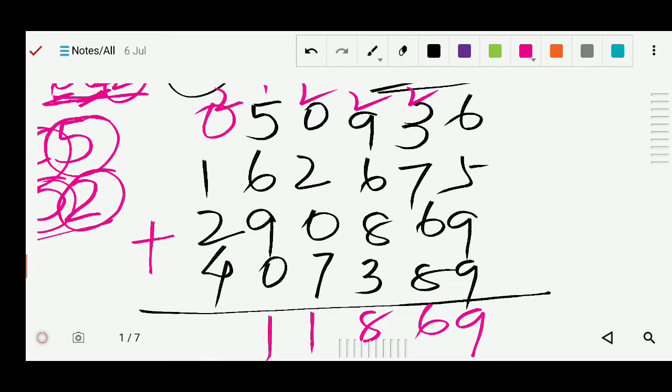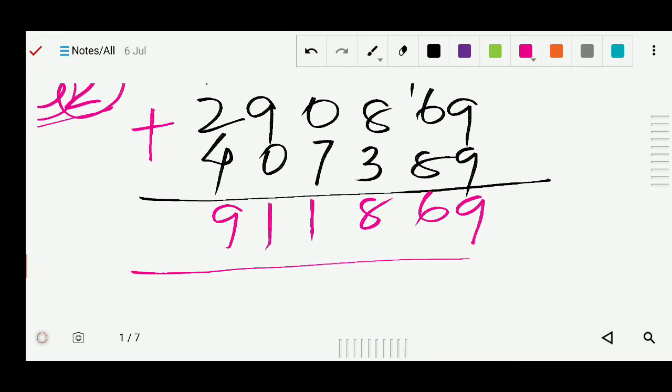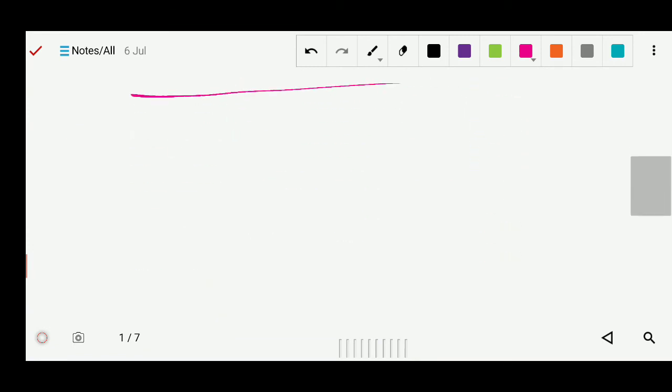2 plus 1 is 3, plus 2 is 5, plus 4 is 9. So that is your answer. Got it? After adding you will get this. Understood? Okay, now next we will solve exercise 3c.